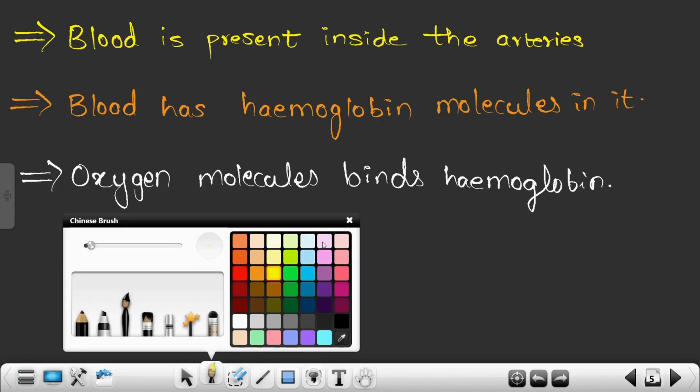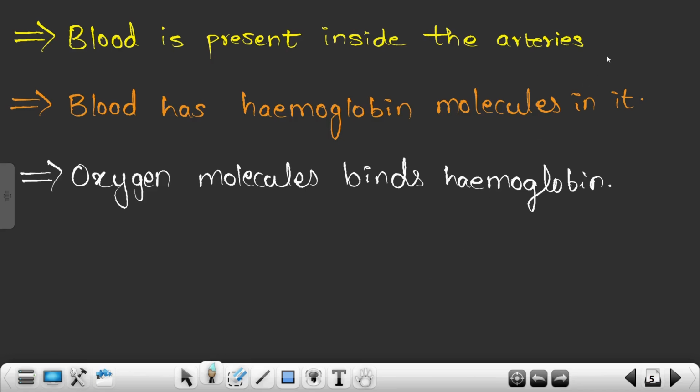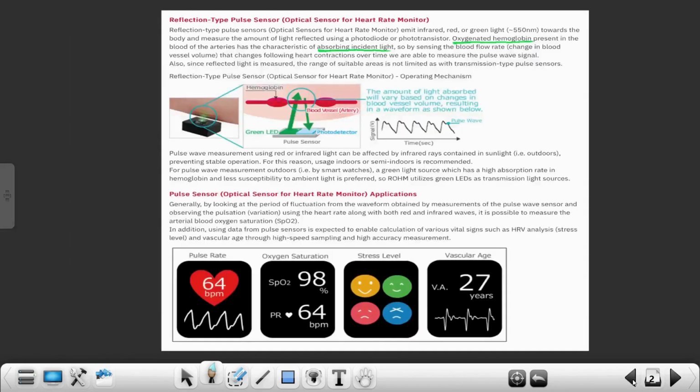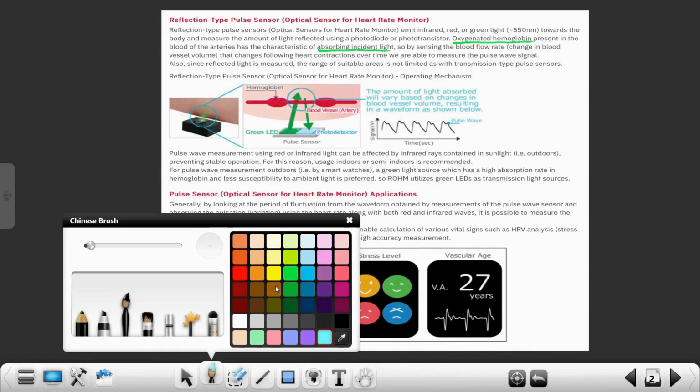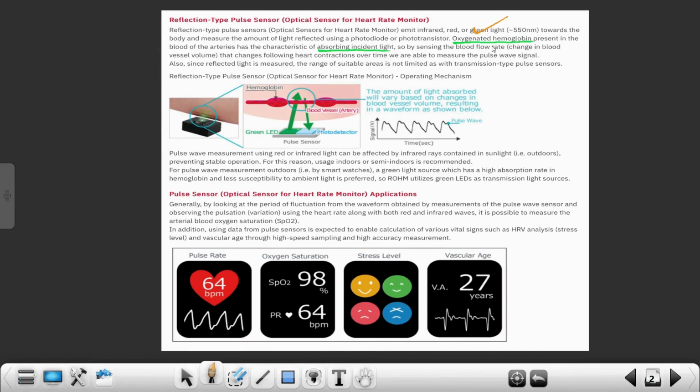When the amount of blood inside the artery increases, the hemoglobin molecules present inside that blood also increase. That means the presence of oxygen inside that artery also increases, right? So due to this, what is going to happen? Just now, if you remember, we read this sentence: oxygenated hemoglobin present inside the blood of arteries has the characteristic of absorbing the incident light. This is the most important line, and that's why I intentionally highlighted it.